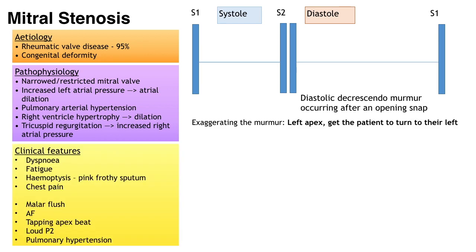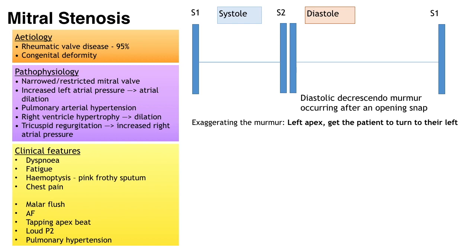So patients presenting with mitral stenosis are typically going to present with features of congestive heart failure. So these are things like dyspnea, fatigue, hemoptysis, which is pink frothy sputum, or chest pain. On examination, you might see that they have a malar flush, and this is a plum red discoloration to the high cheeks, which is classically associated with mitral stenosis. They may have atrial fibrillation, a tapping apex beat. On auscultation, you will hear a diastolic decrescendo murmur occurring after an opening snap.